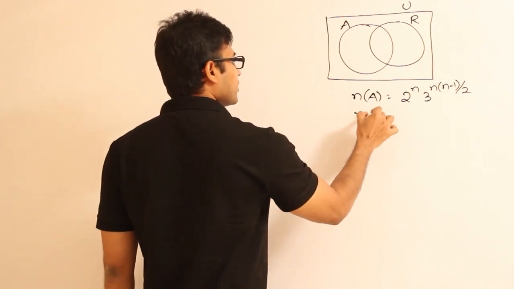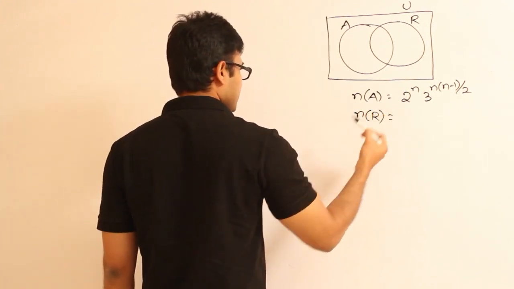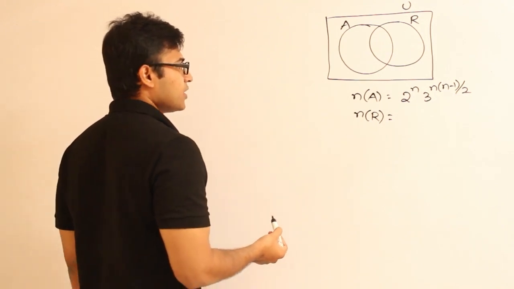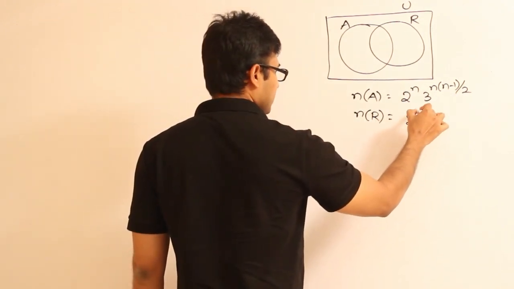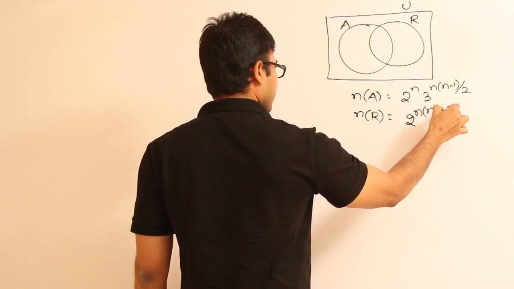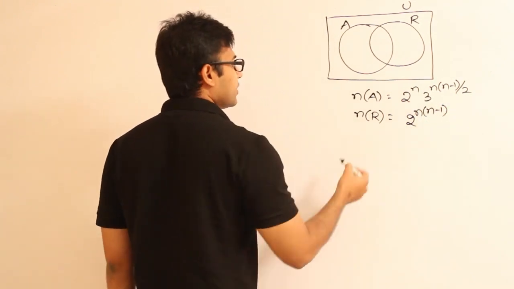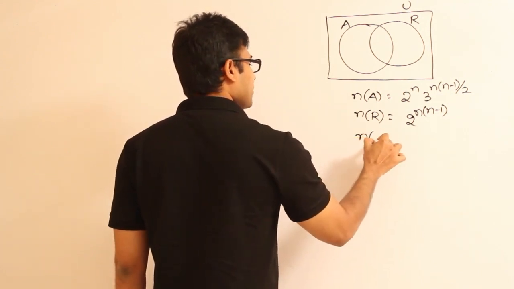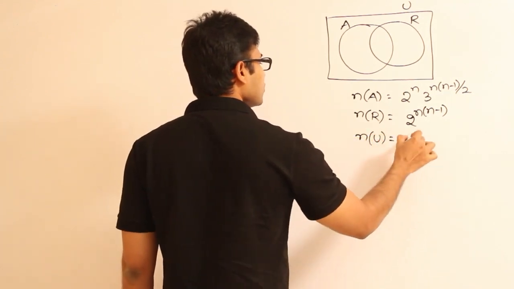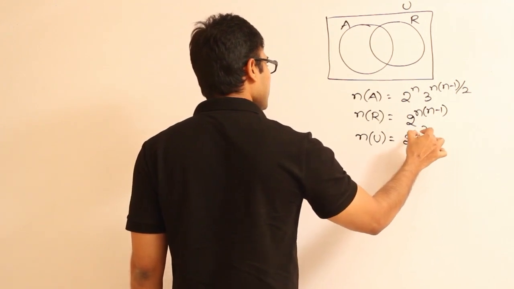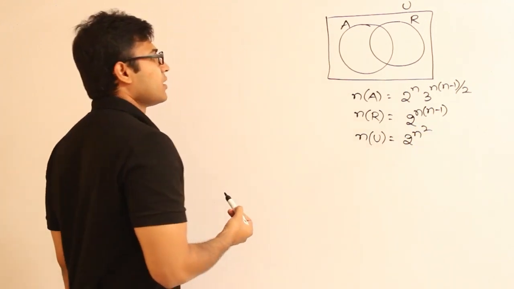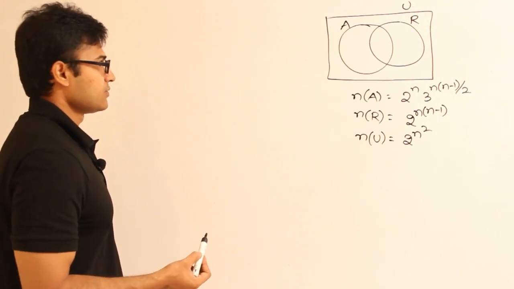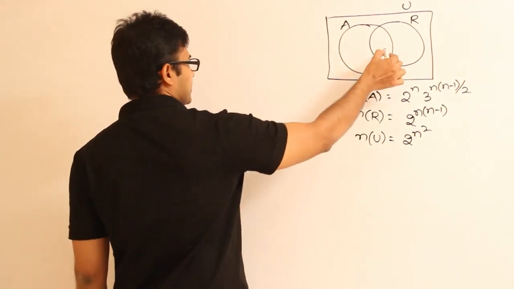And then the number of reflexive relations, we already know this, right? We have to include all the diagonal elements, and from the non-diagonal elements we have two cases, isn't it? 2 power n into n minus 1. And then the total number of relations possible, n of U, is going to be 2 power n square. And to answer the remaining questions, we should know about this intersection area.